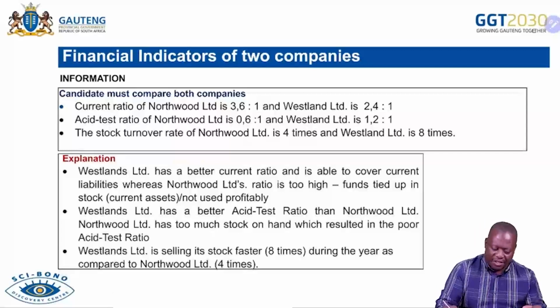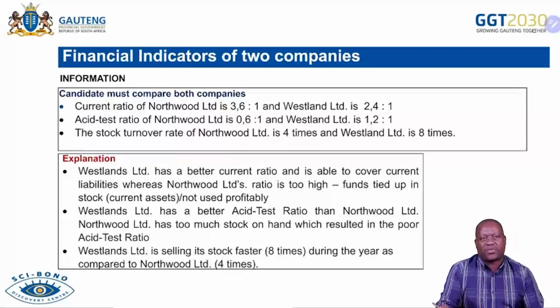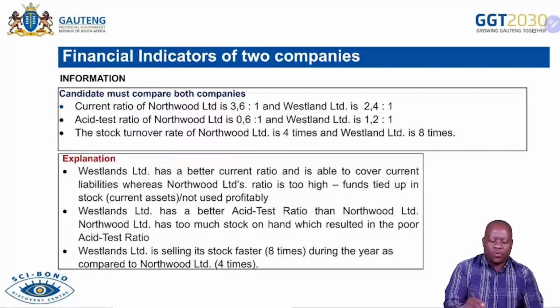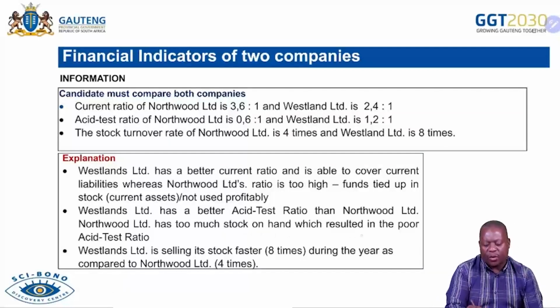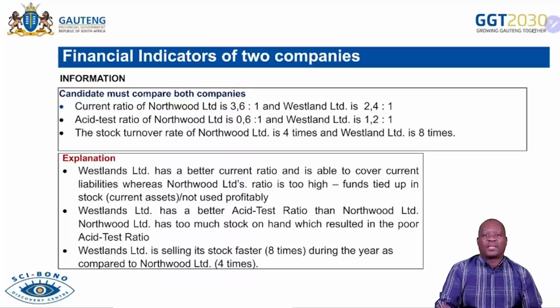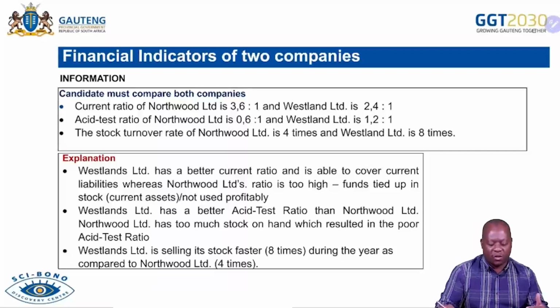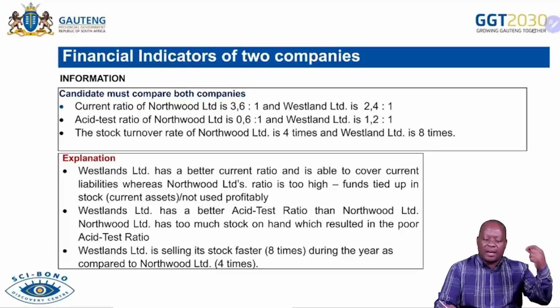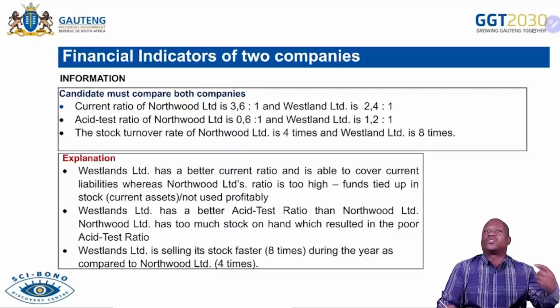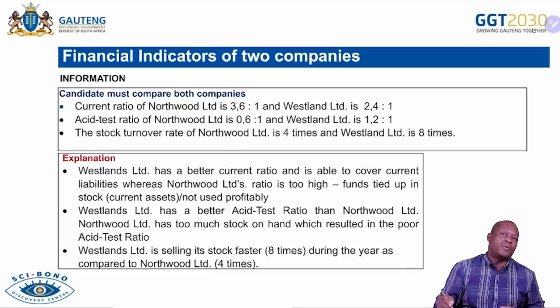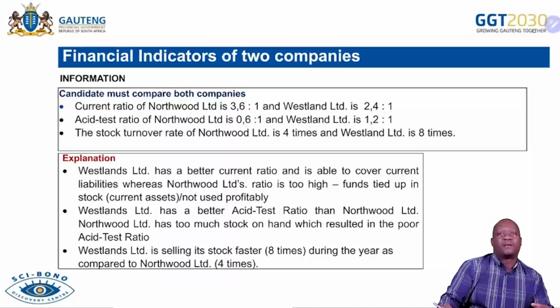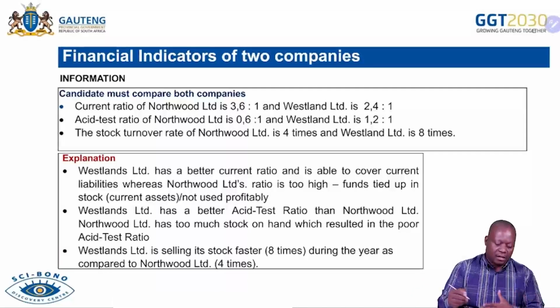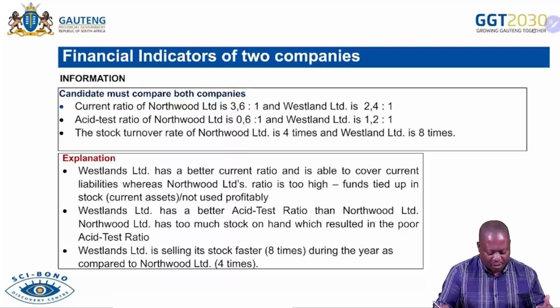Now, when it gets to the acid test ratio, we can safely say Westland Limited has a better acid test ratio than Northwood Limited. Northwood Limited has too much stock on hand, which resulted in the poor acid test ratio. You still remember what I did with the calculations of the difference between the two. And we say the 3 in Northwood Limited is representing stock, but in Westland it's only 1.2, which means we are having a better deal with stock in Westland Limited than in Northwood Limited.